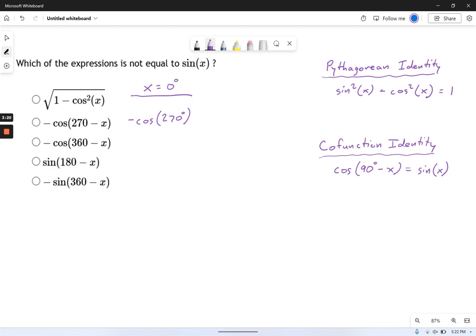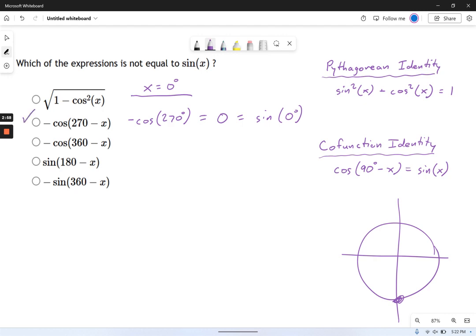Now, if you know your special angles, let's see. Do I know my special angles? That's okay. So I've got to draw a unit circle here to think this through. 270 degrees is down here. Cosine is 0. So this is going to be equal to 0. Well, that's the same thing as sine of 0 degrees. That's what we said x was equal to, right? So I think this one's okay. That one is equal to sine x.